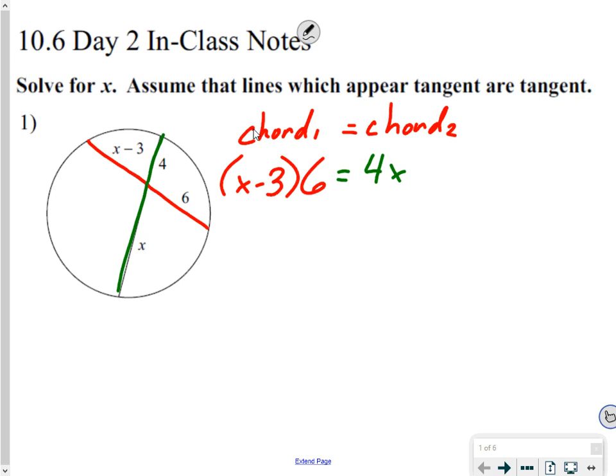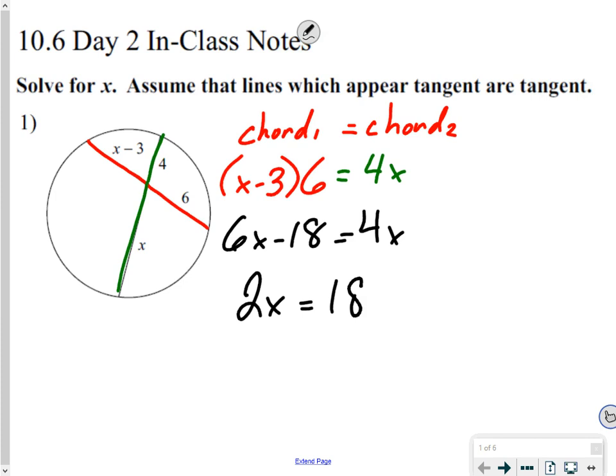Now we can simplify. We distribute the 6 to get 6x minus 18 equals 4x. Then we get our variables on one side and our constants on the other. Subtract 4x from both sides and add 18, and we get 2x equals 18, and then finally x equals 9.